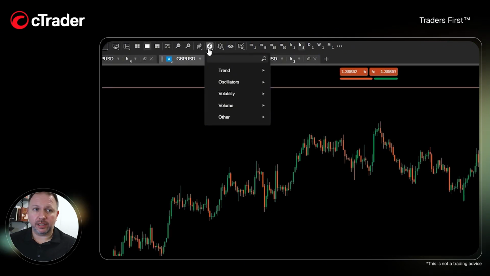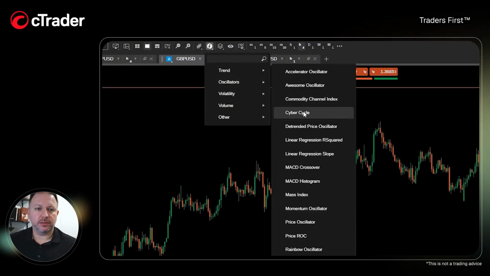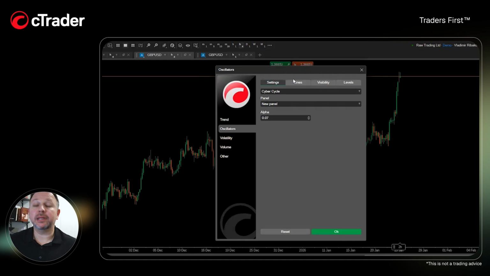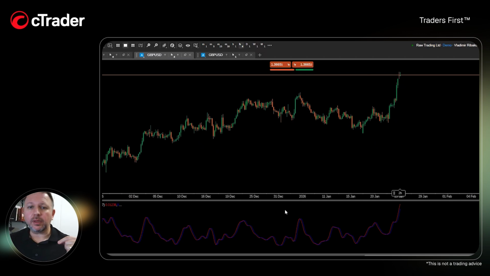So you go to the indicator section, oscillators, and here you would be able to find the cyber cycle. Click OK. You can predefine your style of the indicator, the lines, the visibility at the levels if you would like. By default, it comes with the alpha of 0.07, which is one of the parameters smoothing the results. So here is the indicator.